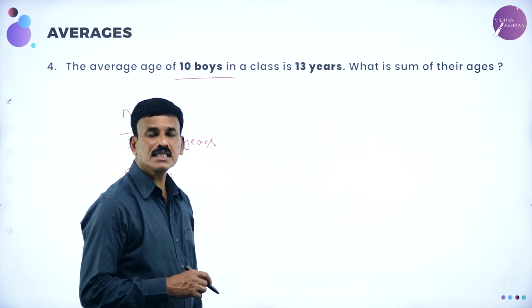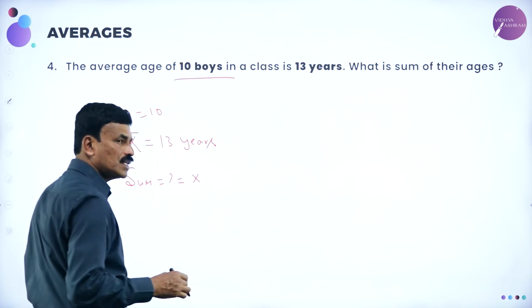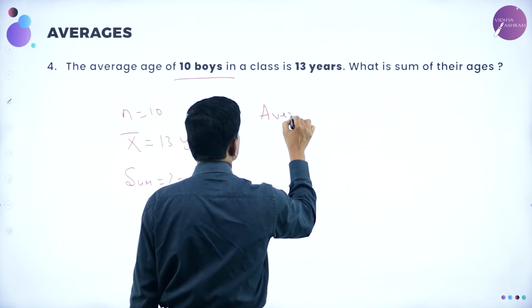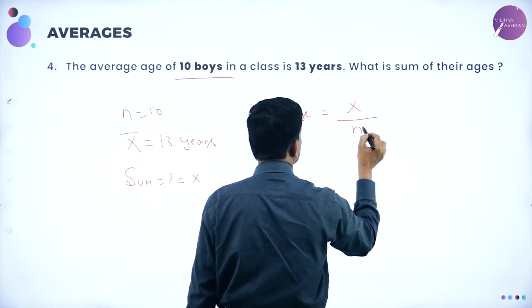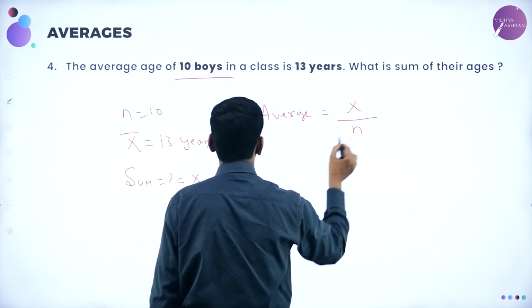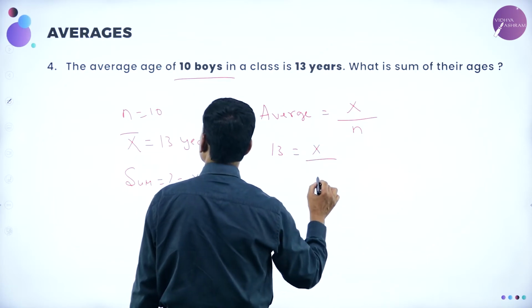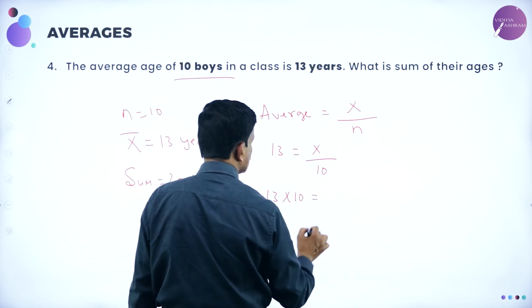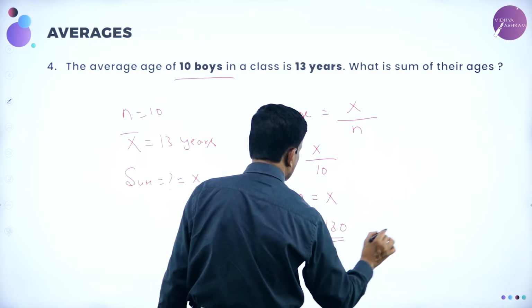Now, let the sum of the ages be x. Then, what is the formula? We know the average is equal to the sum of the ages divided by n. The average x bar is given: 13 is equal to x divided by n. n is nothing but 10. Cross multiply. 13 into 10 is equal to x. So, therefore, x is equal to 130.